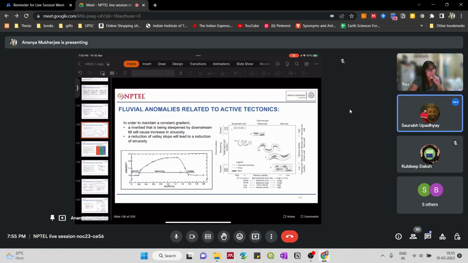If I find anything more on this sinuosity relation with the slope, we will have a kind of revision class before the exams. I will try to see if I can find some material on this and try to clear this confusion.